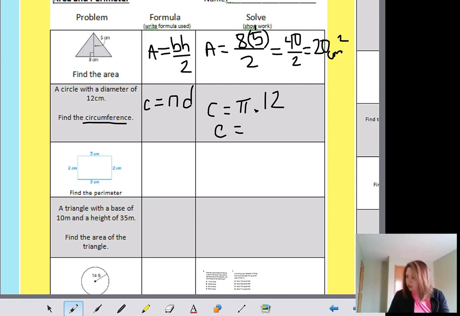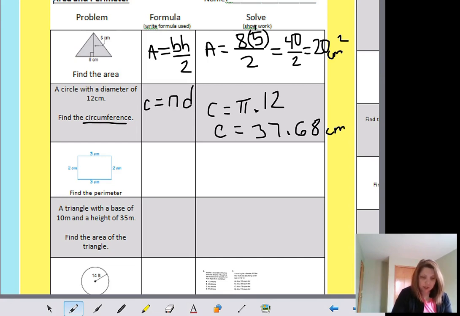So pi, you can use pi as one of the numbers on the calculator, or you can just put 3.14 times 12. That will work too. So approximately we will get 37.68 centimeters, this circumference here.